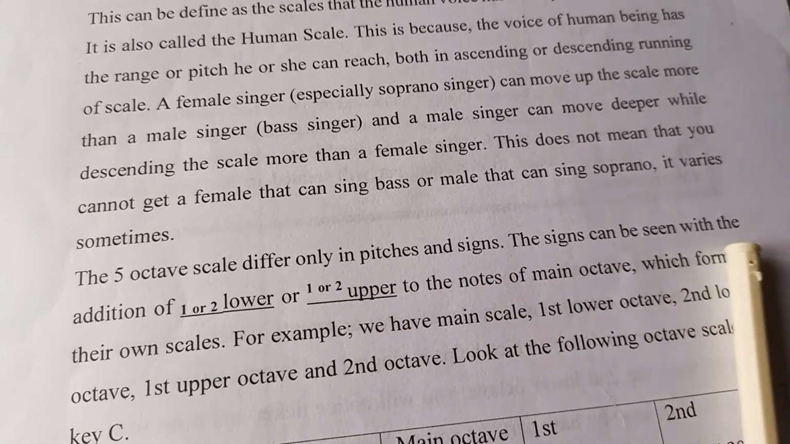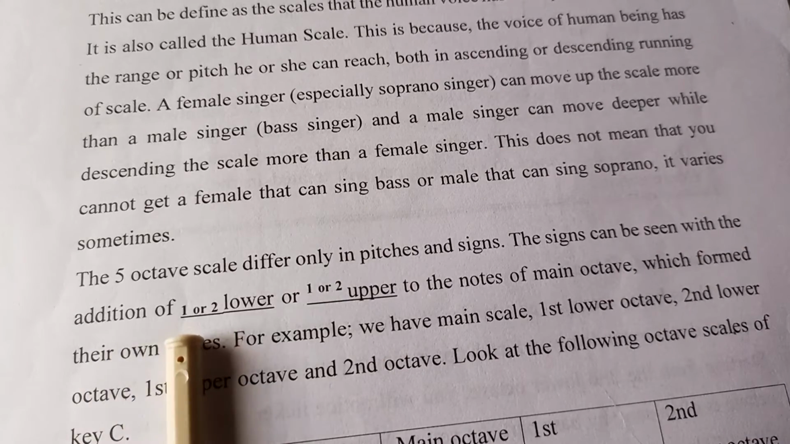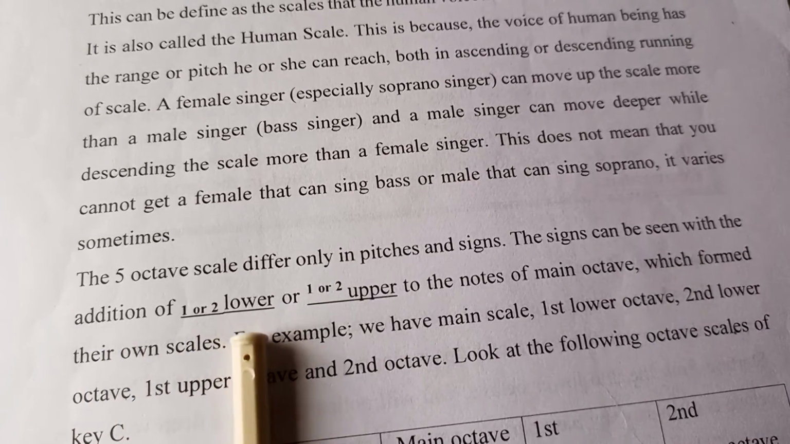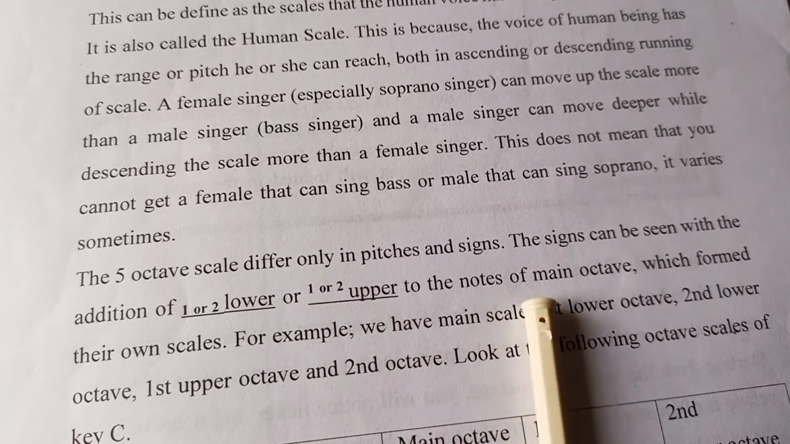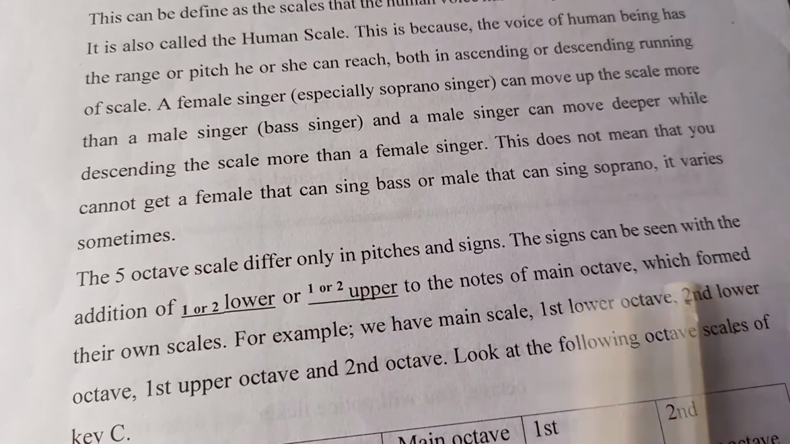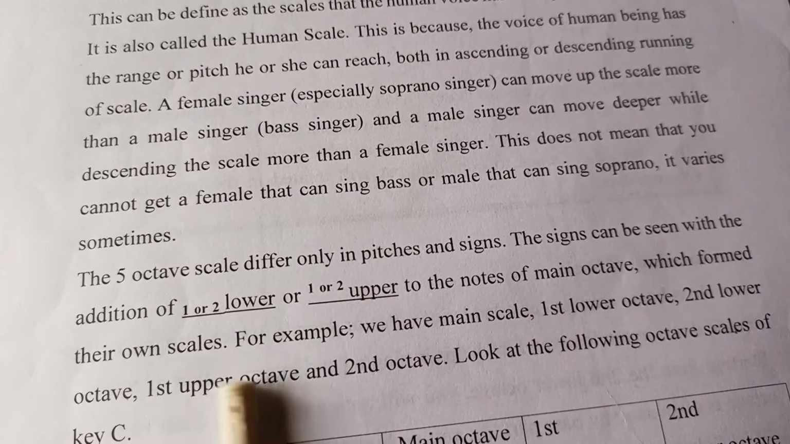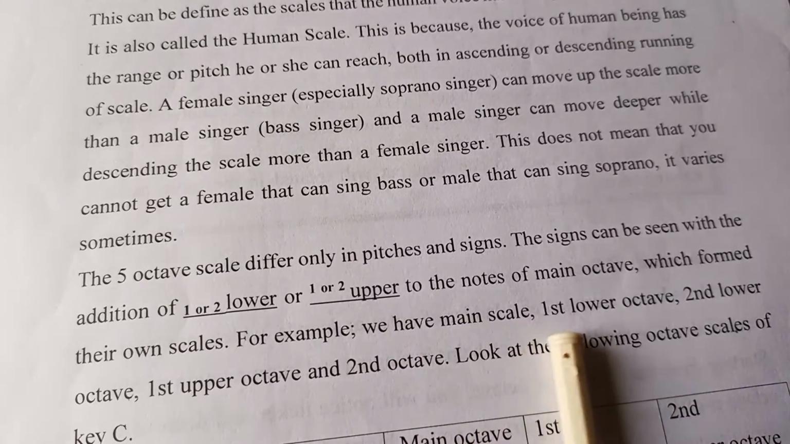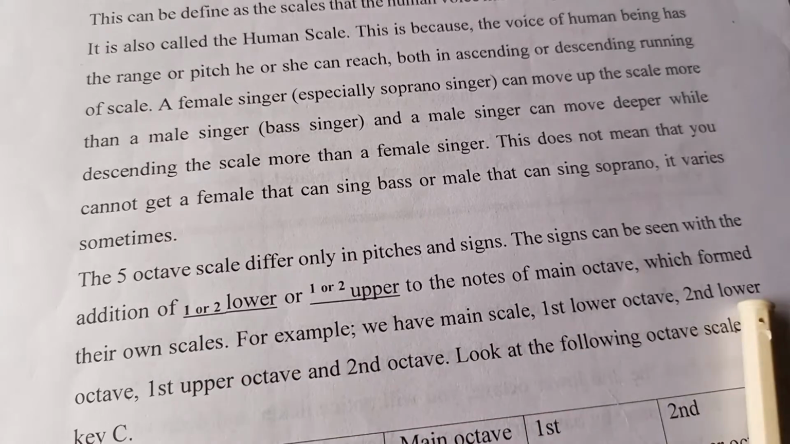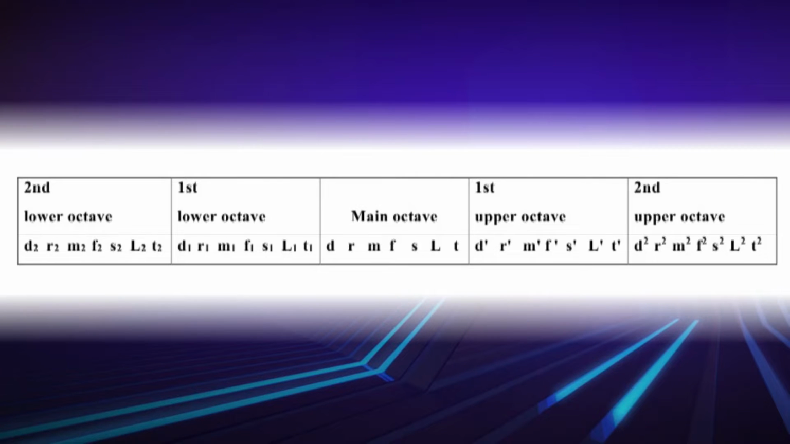The signs can be seen with the addition of 1 or 2 lower or 1 or 2 upper to the notes of the main octave, which form their own scales. For example, we have the main scale, first lower octave, second lower octave, first upper octave, and second upper octave. Look at the following octaves of the key C.